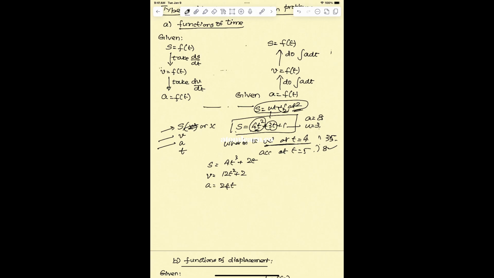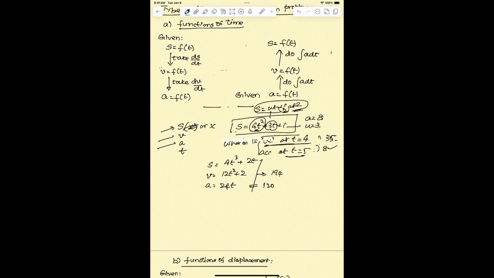Now let's try and answer the same questions that were asked. What is the velocity at t equal to 4? Put t equal to 4, you get 4 times 16, 192, plus 2, 194 is the answer. Then, what is the acceleration at t equal to 5? This equals 120, is the answer, because t equal to 5. Or you can answer any kind of question that is asked.